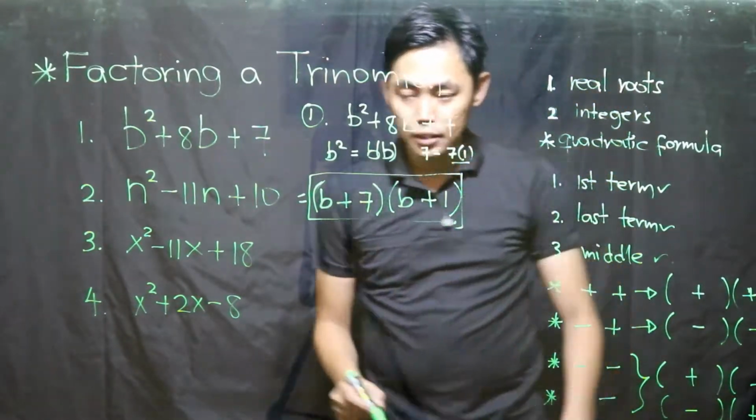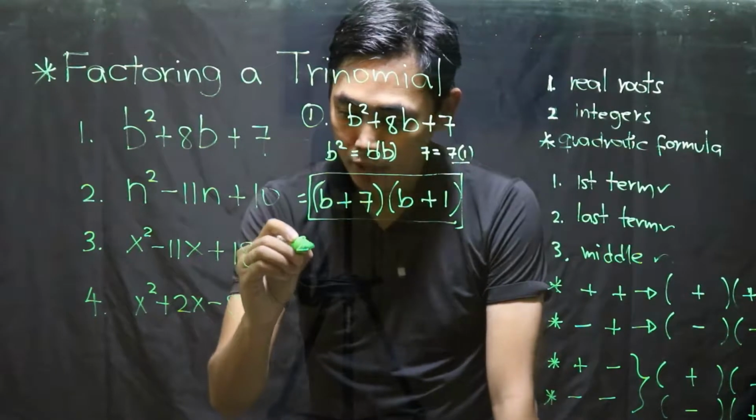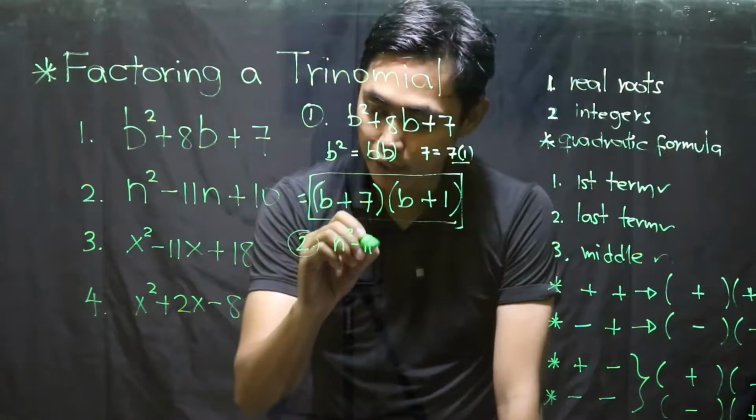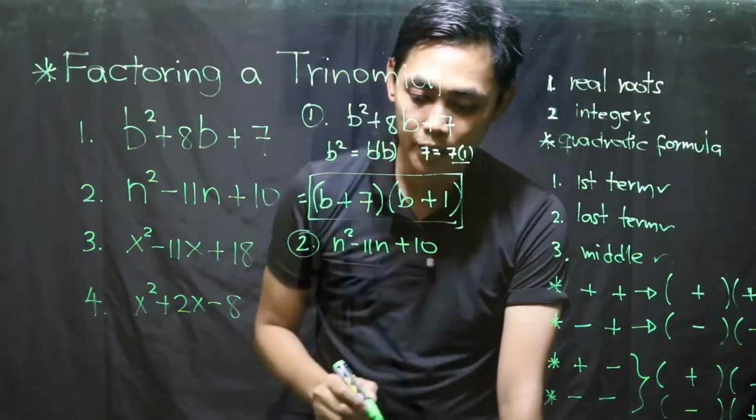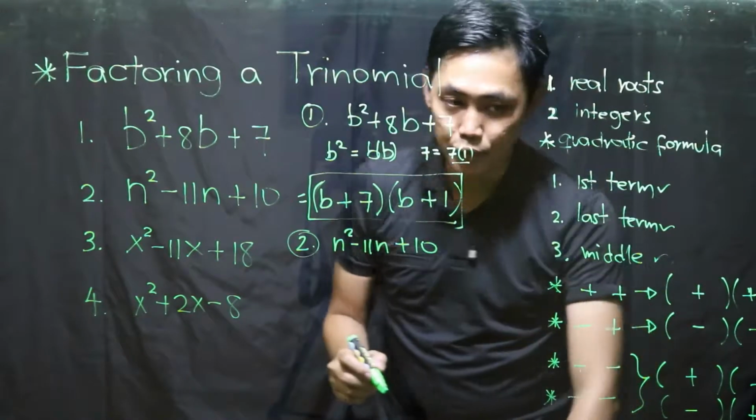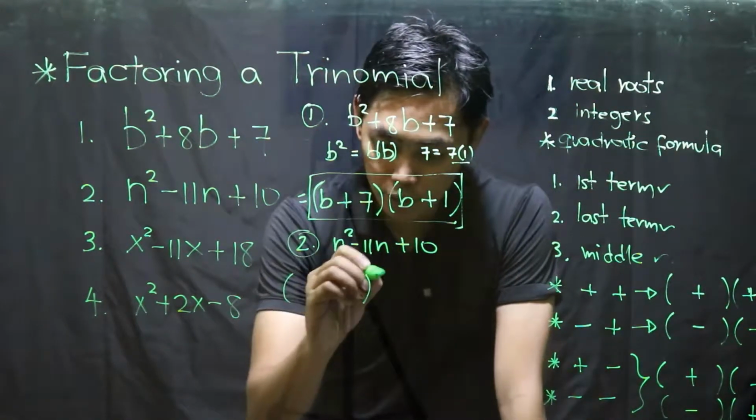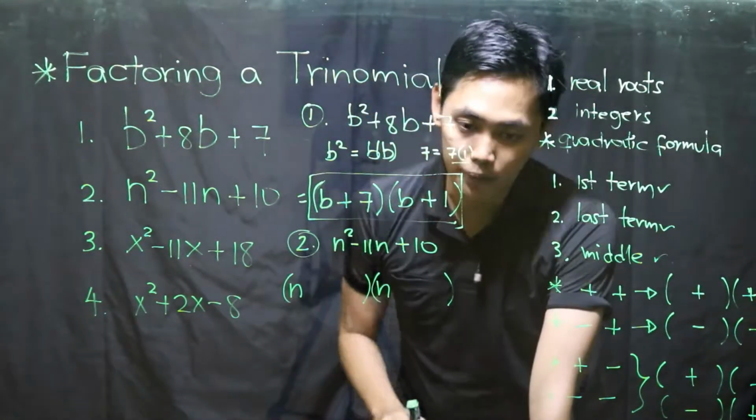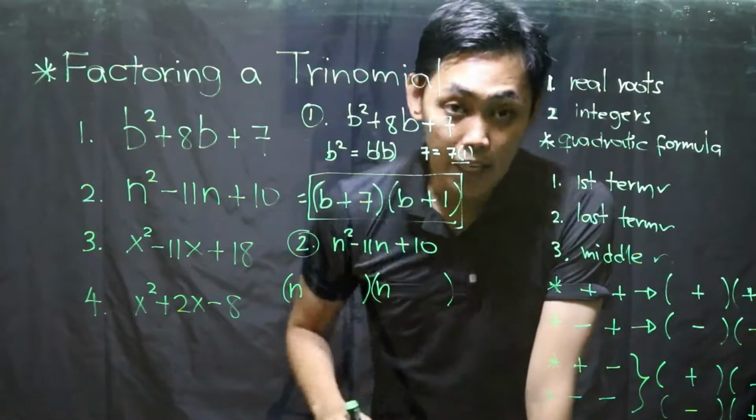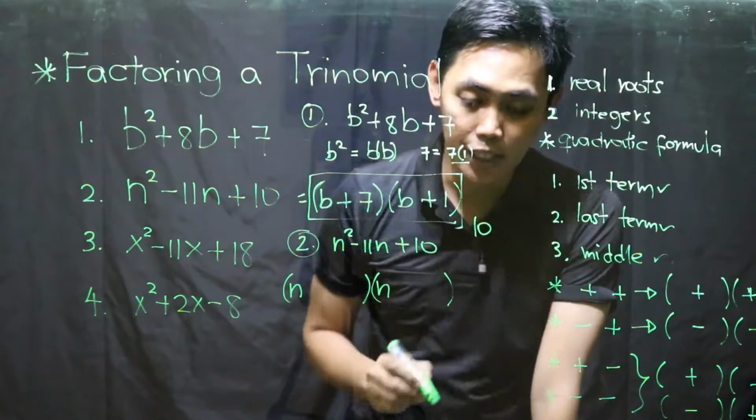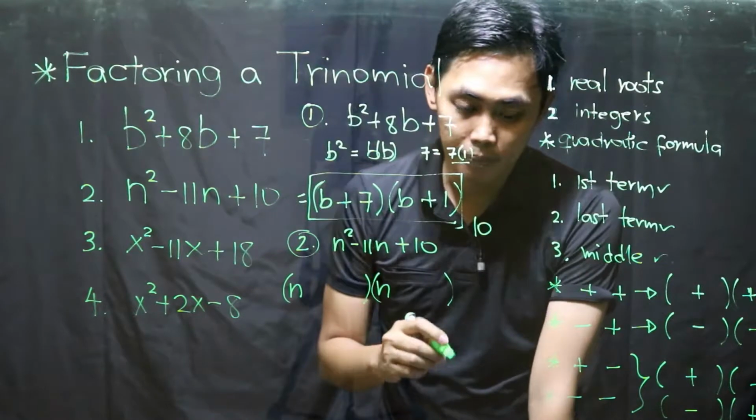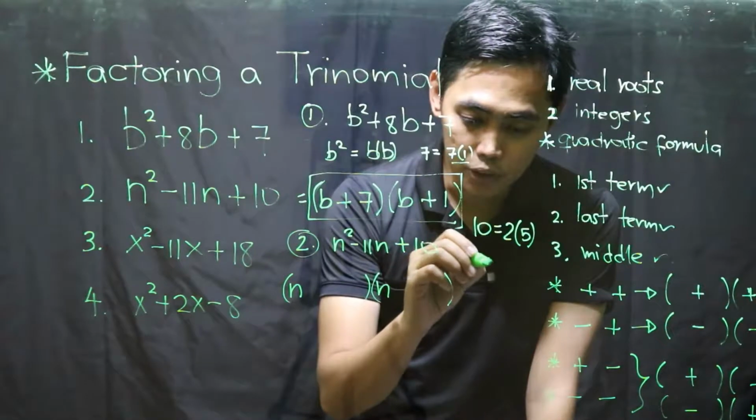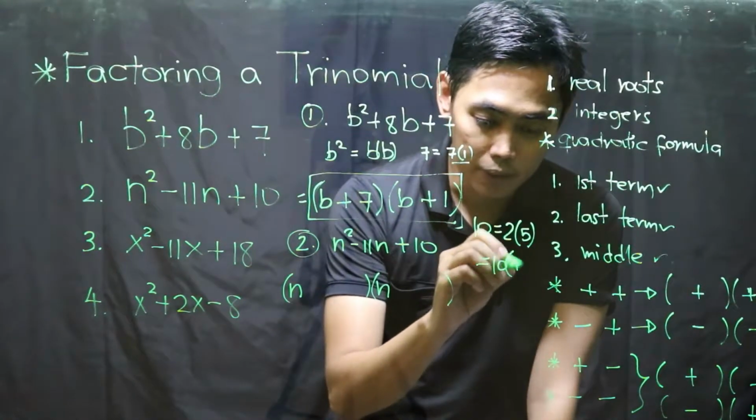Okay, so let's do number 2. We have n squared minus 11n plus 10. Let's consider the first term. So let's do the parentheses. We have n and n because this is n squared. Next thing, the last term. We have 10 as our last term. What are the factors of 10? The factors of 10 are 2 times 5, and then we also have a factor of 10 times 1.